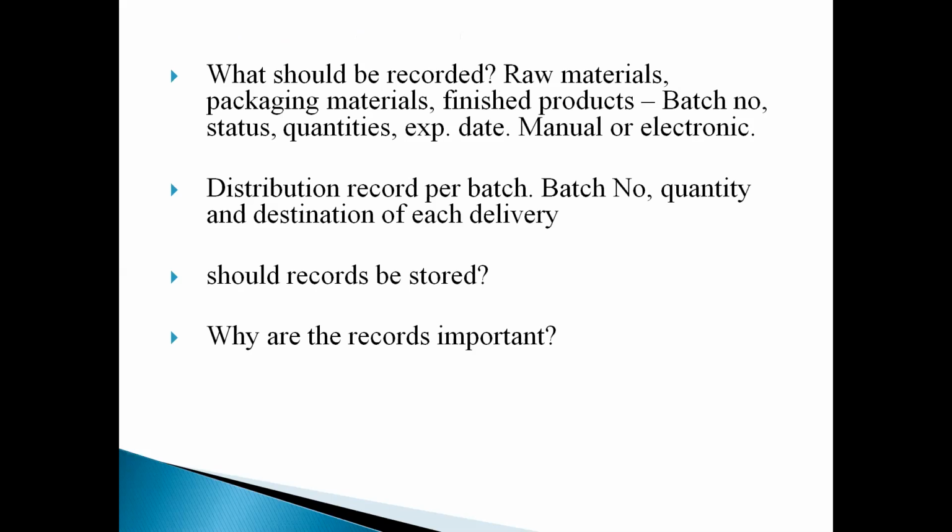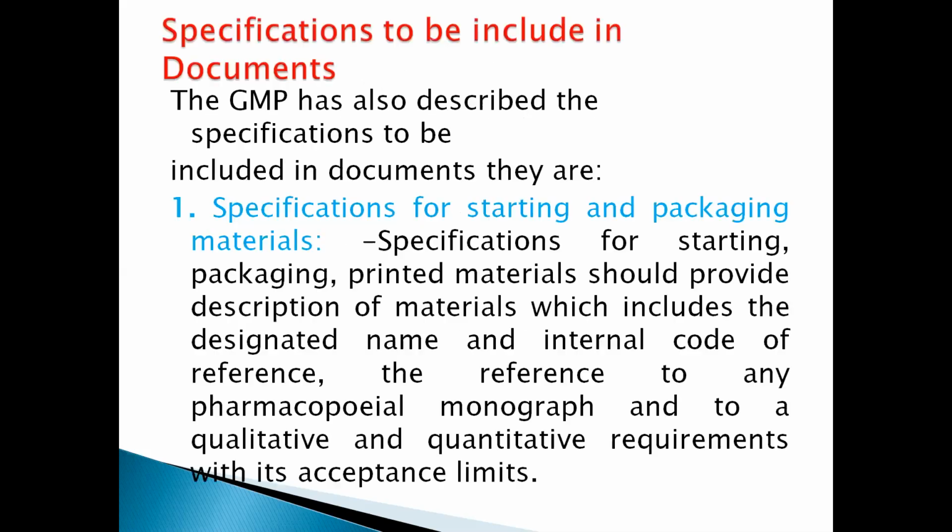Then what should be recorded, whether it is for raw materials, packaging materials, or finished products, and batch number, status, quantities, expiry date, manual or in electronic form. Those things should be recorded, and the distribution record per batch number, quantity, and destination of each delivery. The records should be stored, and they are also very much important.